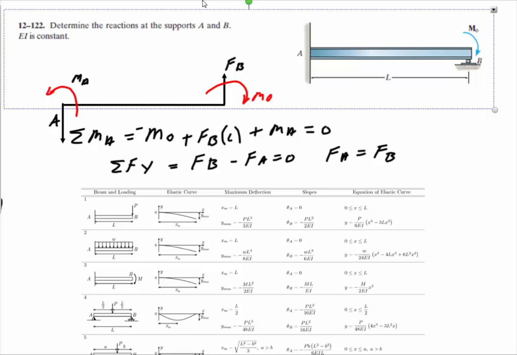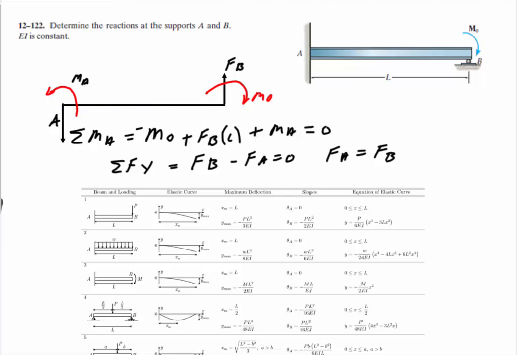Okay, now what you want to do is say, well, what's really taking place here? I need to find out what this beam's going to do. Well, we know from looking here that this moment is going to want to bend this beam like this. This one here is going to want to bend it back up like that, the force B here. Alright, so we do that.